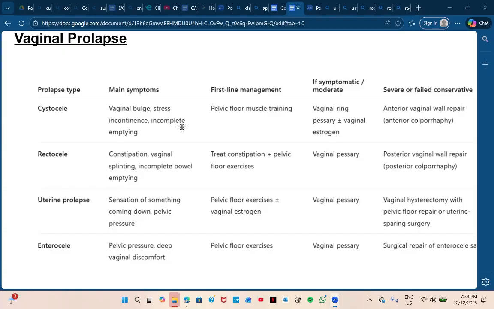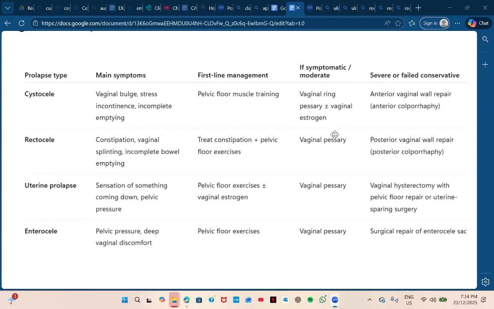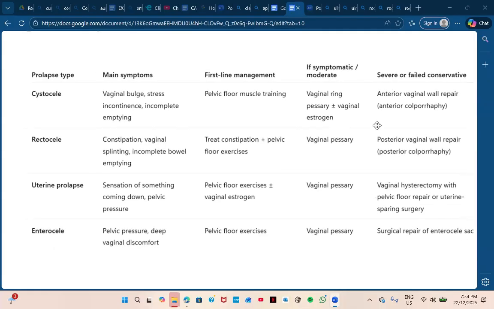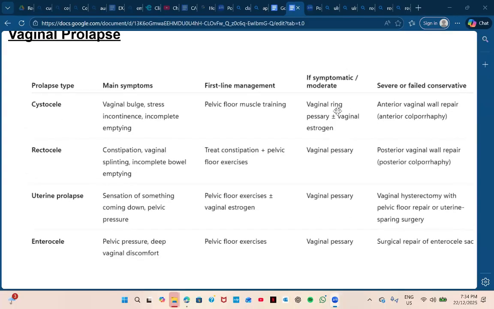How does cystocele present? Vaginal bulge, stress incontinence, incomplete emptying. The first line, with symptomatic and moderate cases, is conservative, like pelvic floor muscle training. If this is not working or the patient needs it for a moderate situation, we can go with a vaginal ring or pessary, plus or minus vaginal estrogen. It depends on the situation. In severe cases, we have to do surgery, right?